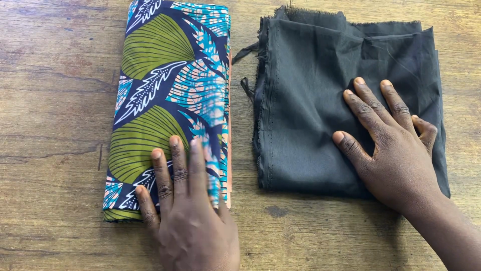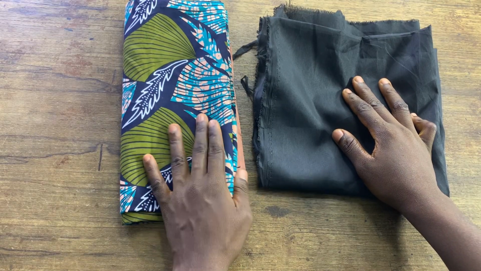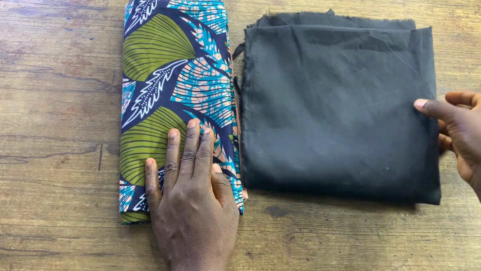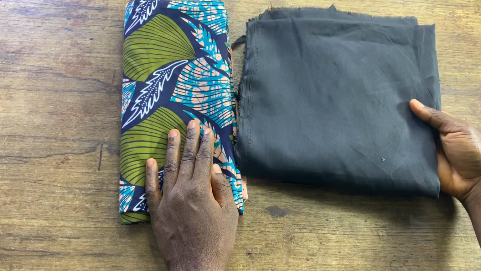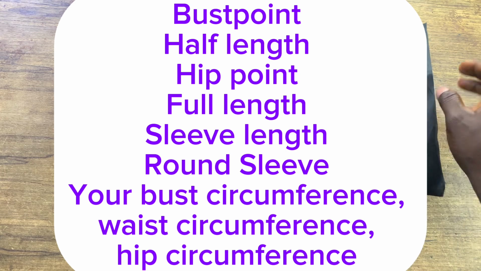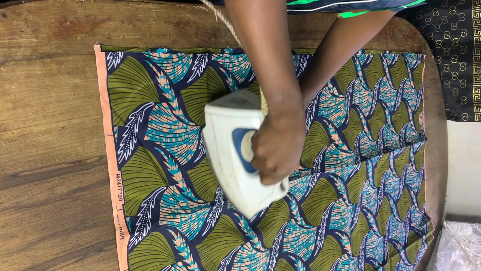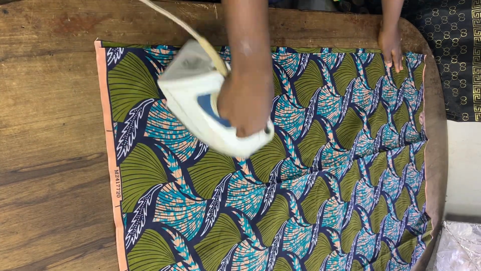So the basic things you'll be needing are 2 yards of any African print of your choice. Yours can be more depending on your size, and you can make use of any other fabric. And the basic measurements you'll be needing are your bust point, your half length, your hip point, your full length, your sleeve length, your round sleeve, your bust circumference, your waist circumference, and your hip circumference. I'll be drafting for the front of the top first before the back.